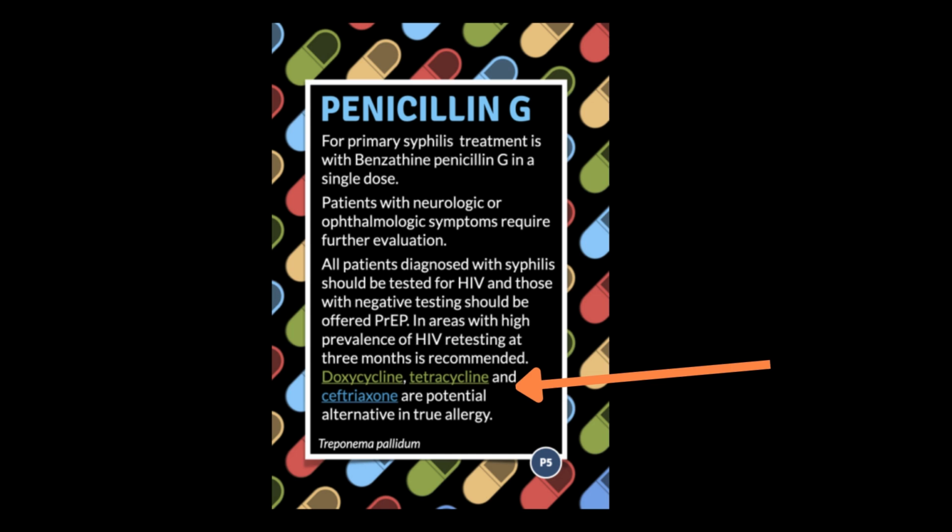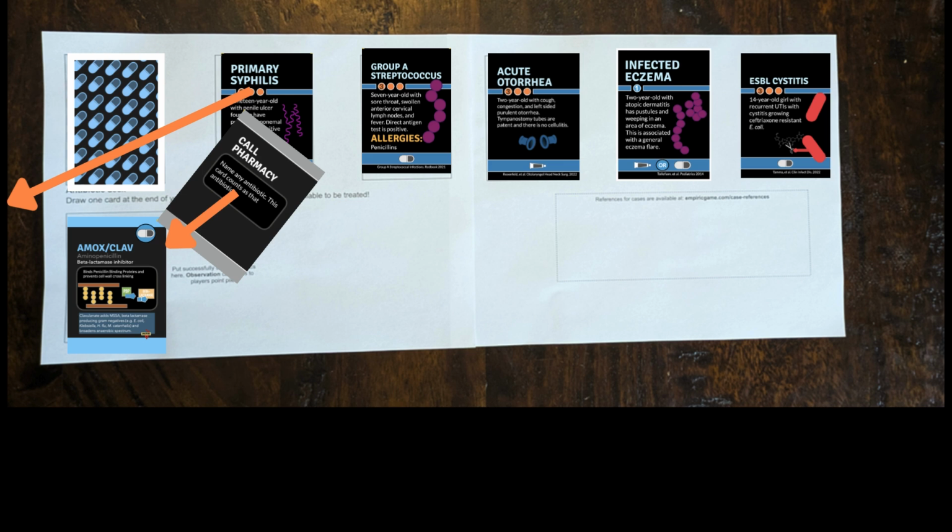I'll also note this is the card that had the alternative. So they would also have collected this card had they used doxycycline, tetracycline, or ceftriaxone, but they are going to do a lot better job saving ceftriaxone and doxycycline for other higher scoring cards. Primary syphilis will go in front of them to their points pile, and the top of the deck will be revealed. So no shifting around of cards is necessary there. And the call pharmacy card goes into their discard pile.